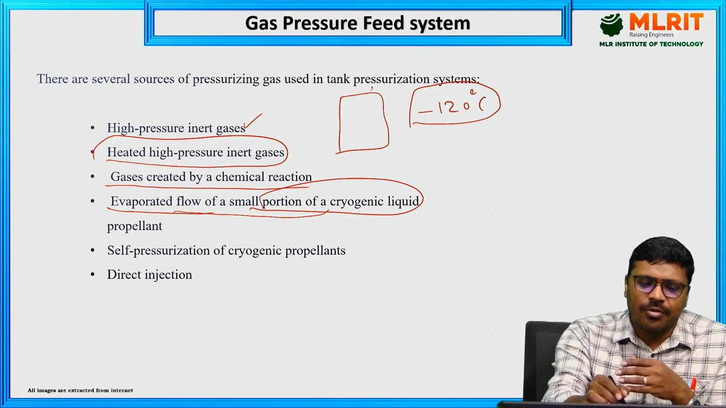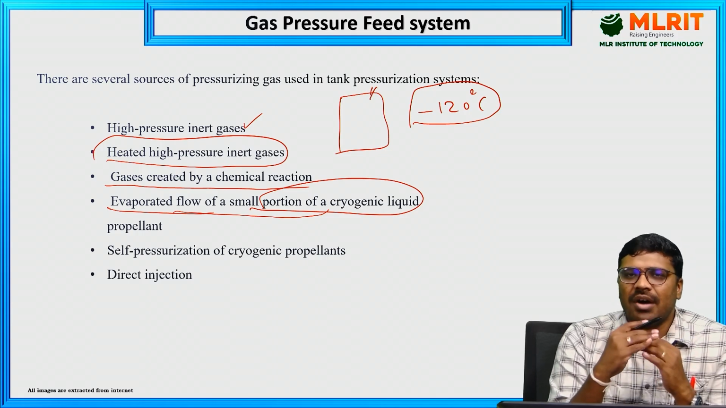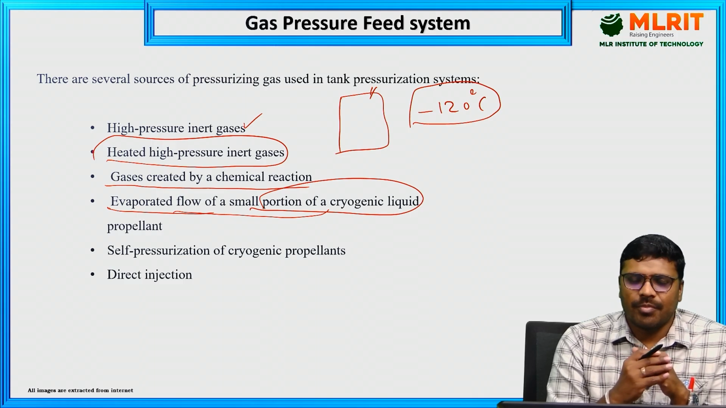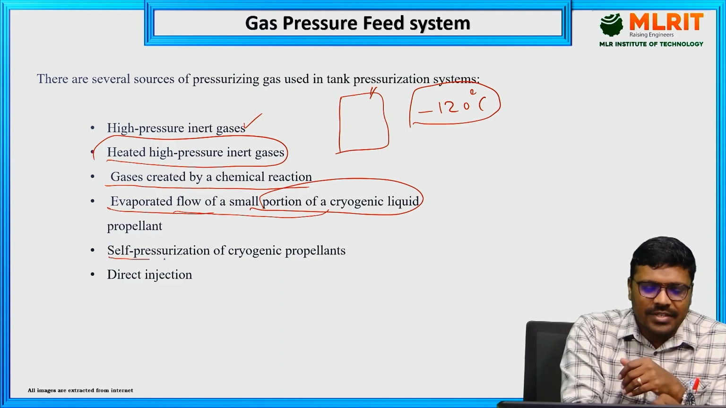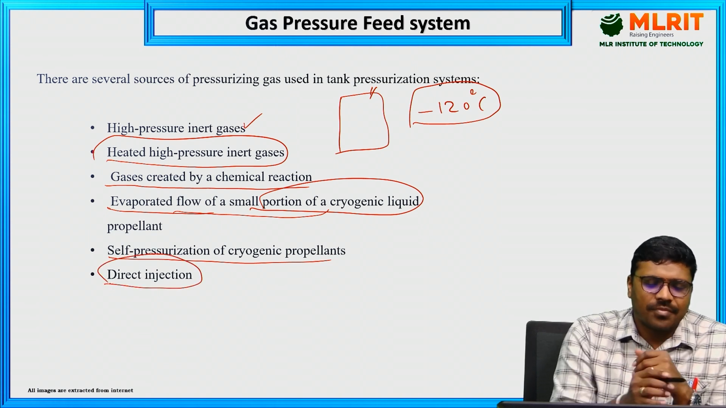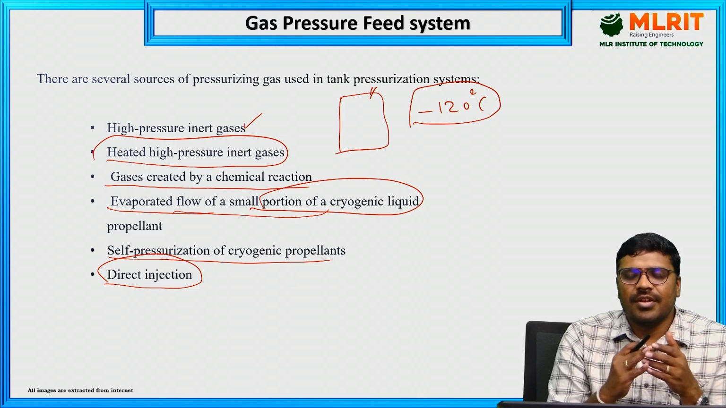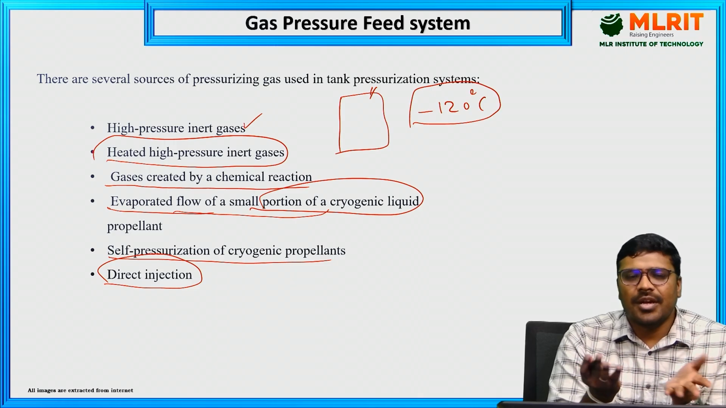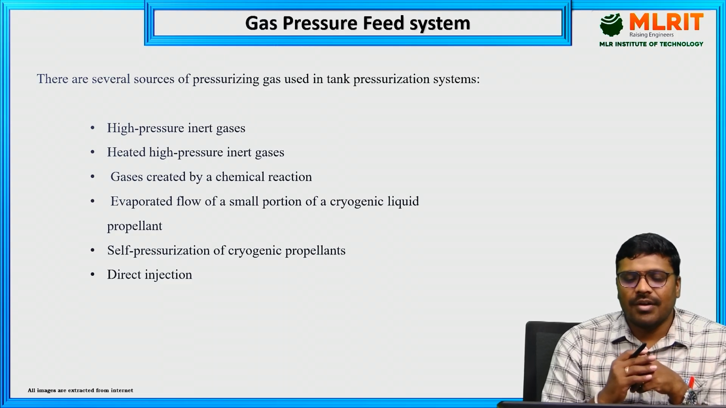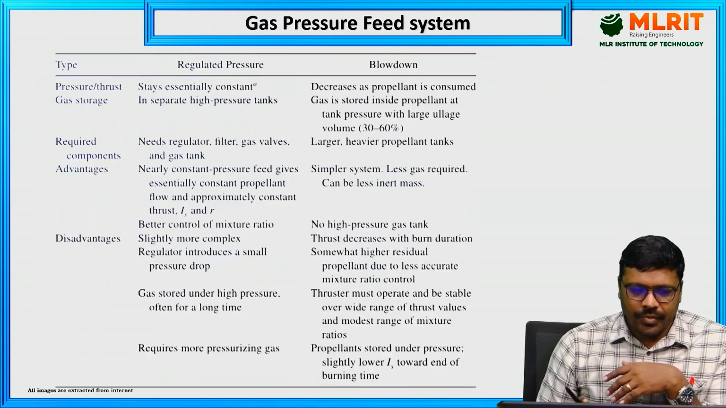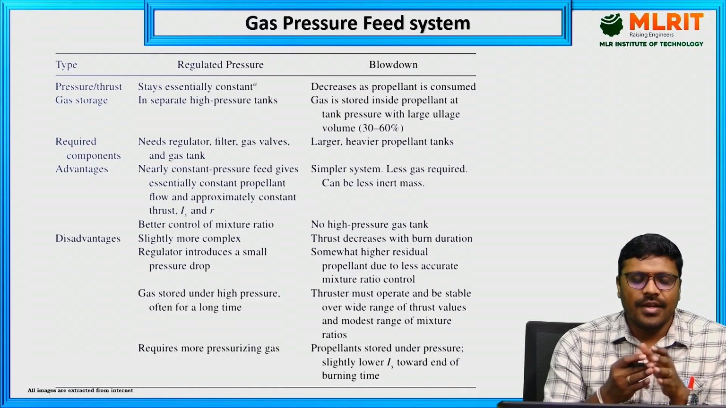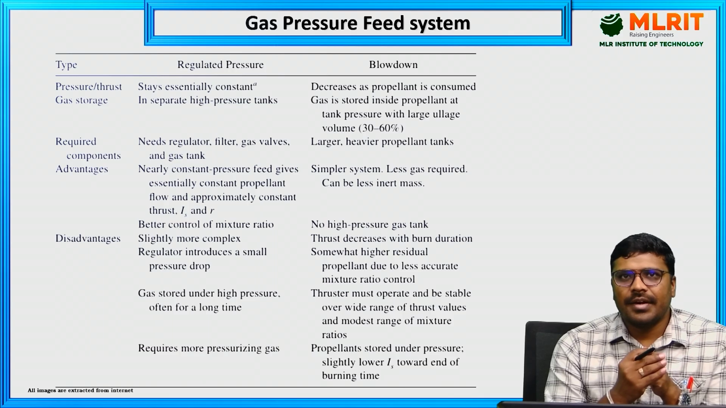Even sometimes we have to maintain a venting system to avoid excess pressurization of the propellant tanks in a cryogenic propulsion system. And that is nothing but self pressurization of cryogenic propellant, and direct injection with the help of pumps. Direct injection of the propellant with the help of a turbopump, and we can maintain the required pressure. These are all the different methods that we can use for pressure feed systems. Okay, and here we can go through the differences between the regulated mode and blowdown mode.